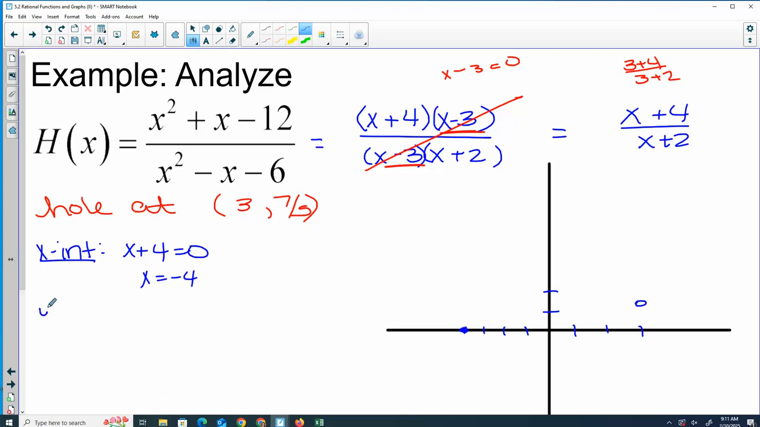To find a y-intercept, that's when x is 0. So if I put in 0 for all my x's in my reduced fraction, we get 4 divided by 2, which is 2.